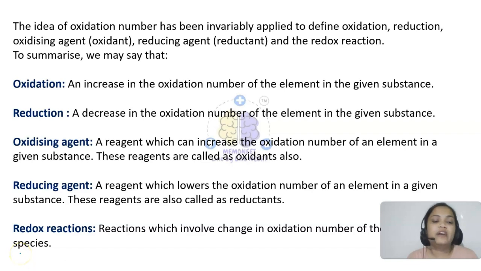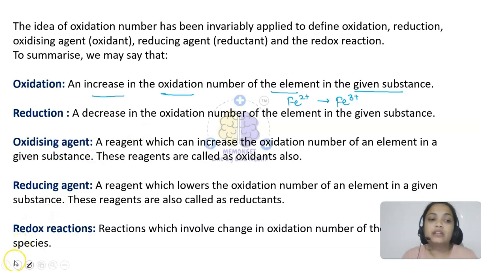So this is what we have understood by the idea of oxidation number. Now we can define oxidation and reduction, oxidizing agent and reducing agent by the idea of oxidation number. As Fe2+ is changing to Fe3+, the oxidation number is changing from +2 to +3. So it means iron is losing an electron, and loss of electron means oxidation. So whenever oxidation happens, the oxidation number will increase. Okay.